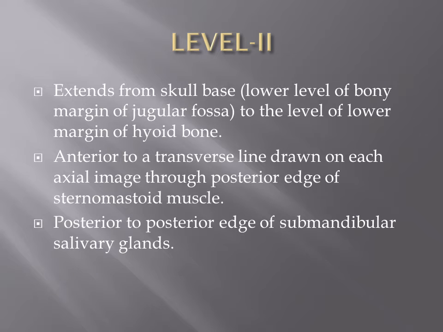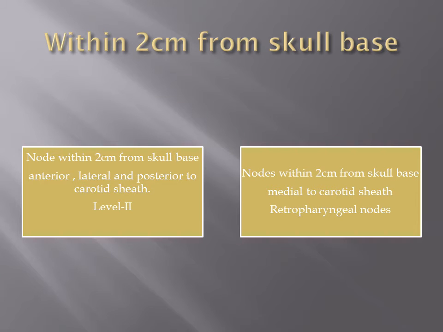Coming to level 2 nodes, these nodes are also situated above the level of the hyoid but lie posterior to the posterior margin of the submandibular salivary gland. And these nodes are in turn divided into 2A and 2B nodes. For level 2 nodes which lie up to 2 centimeters from the skull base, the nodes which lie medial to the carotid sheath are considered as retropharyngeal nodes.